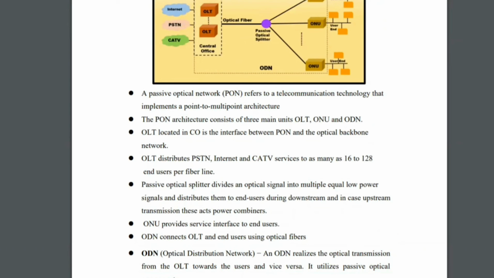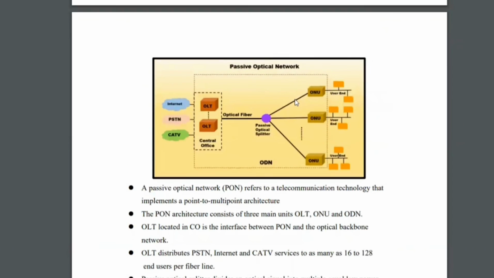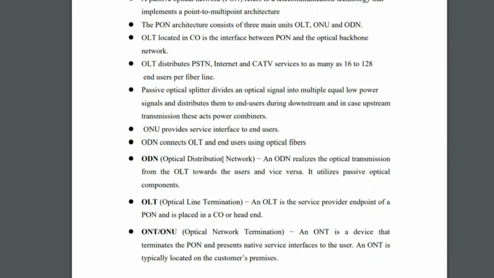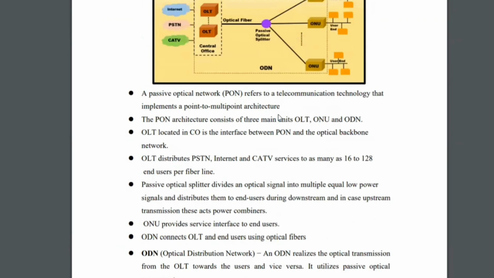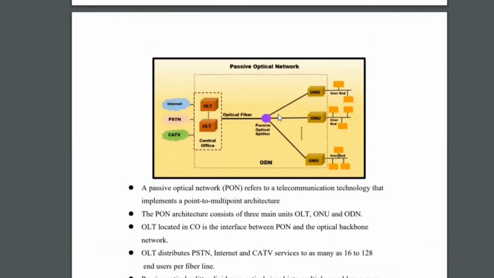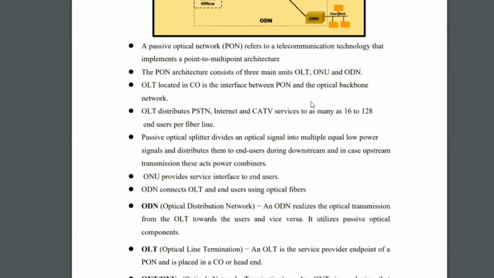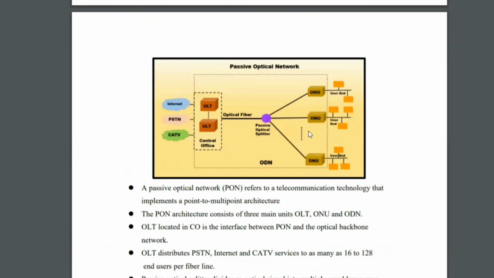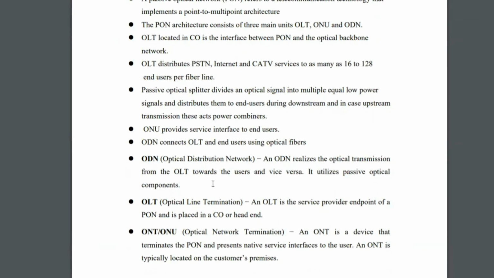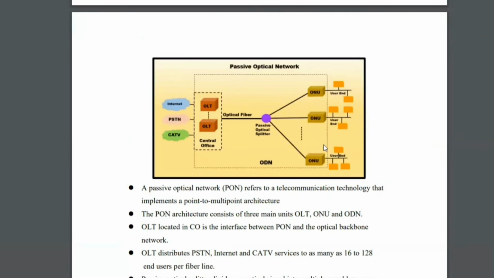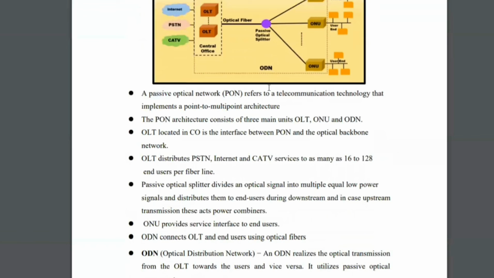Optical line termination, optical fiber, passive optical splitter, go to optical network termination, and go to the user end, go to the people. Okay, thank you. I stop my presentation here.